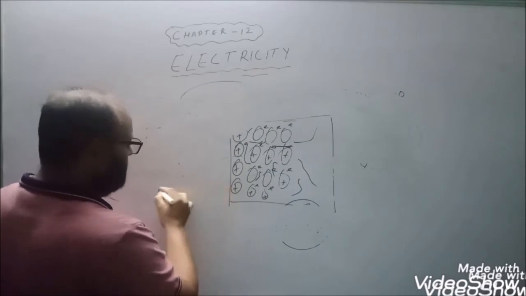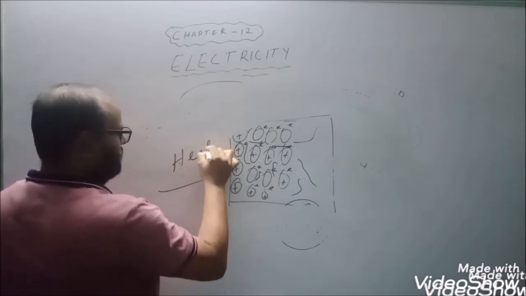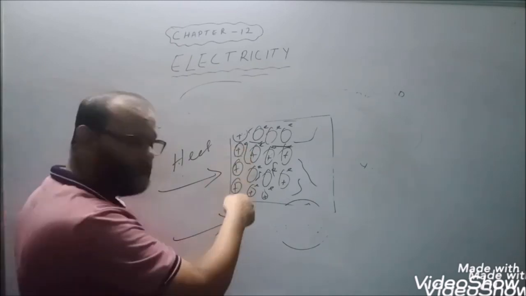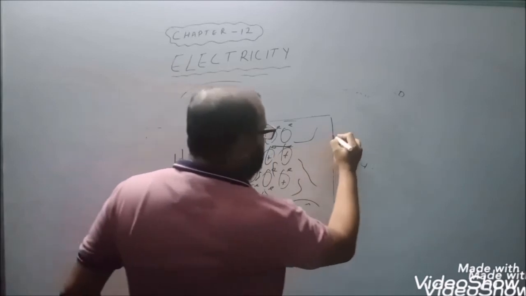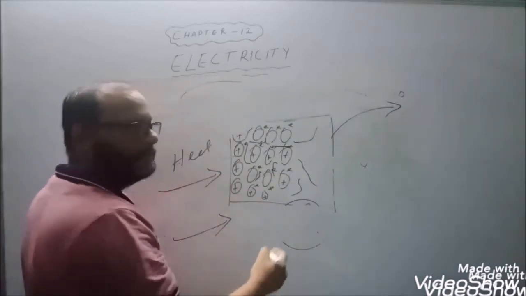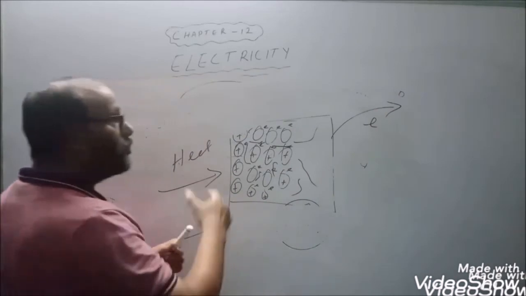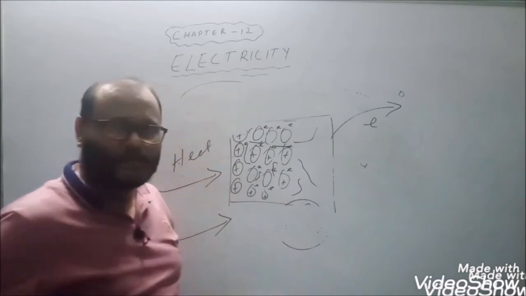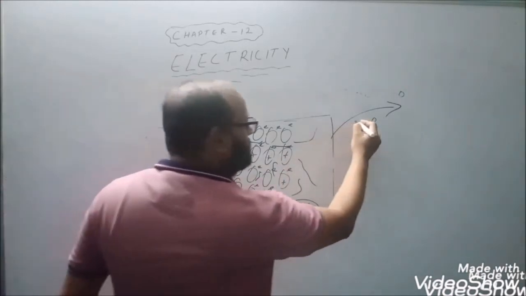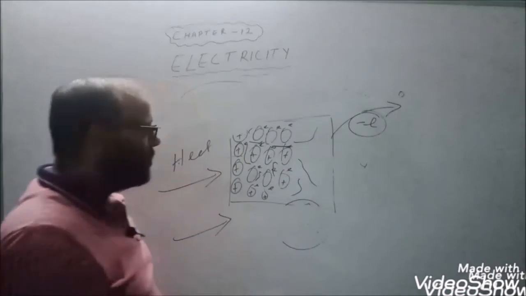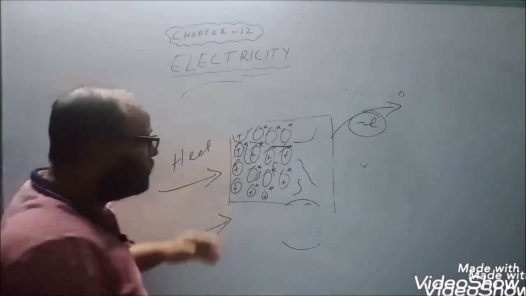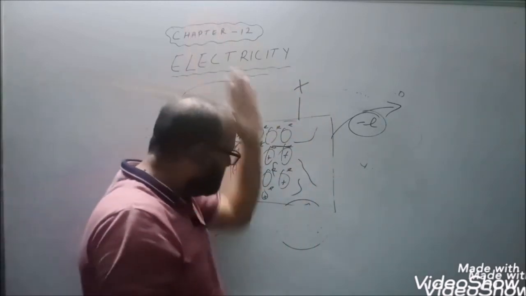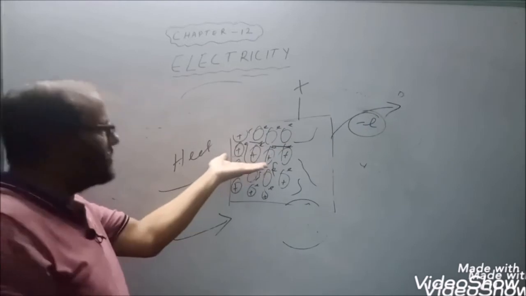Now, suppose you have applied heat, or friction, or light, any energy, so that one electron jumps out of the metal. One electron has jumped out of the metal. Now, what is the charge of this body? Since it has lost one electron, it will be positively charged, because there is a deficit of electrons and there is an extra proton.